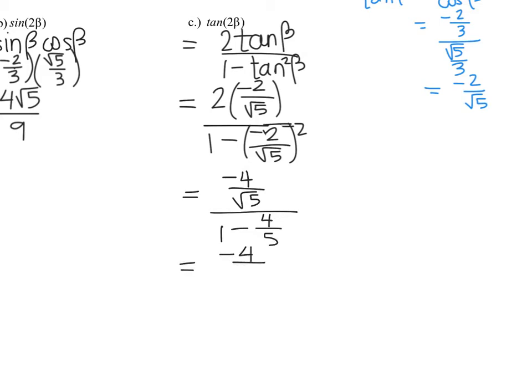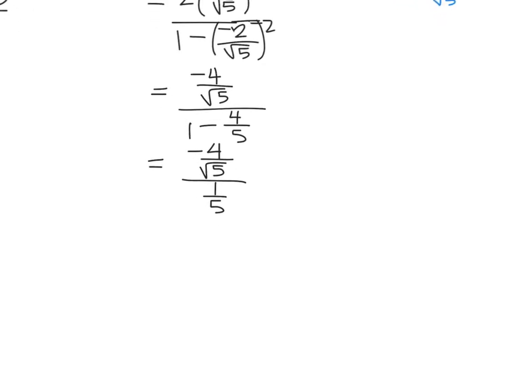So that ends up being negative 4 over radical 5 divided by, and then 1 minus 4/5 is going to be 1/5. Now, unfortunately, we're not dividing two fractions with the same denominator, so we are going to rewrite this as multiplication. So we're going to get negative 4 over radical 5 times the reciprocal of our denominator, which is going to be 5/1. And we're going to end up with negative 20 over radical 5.